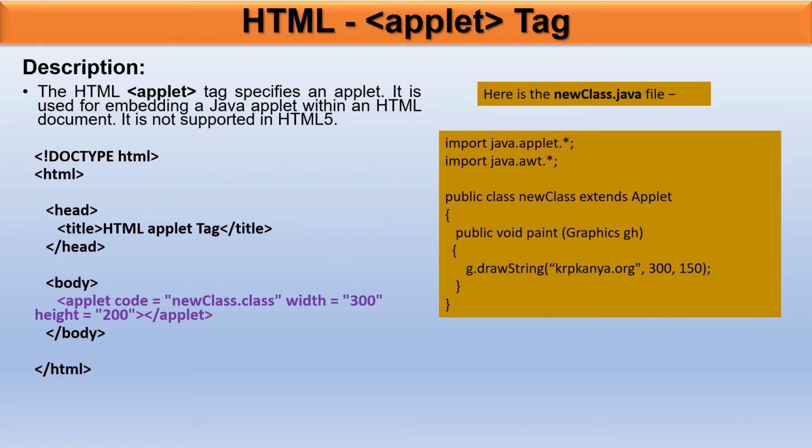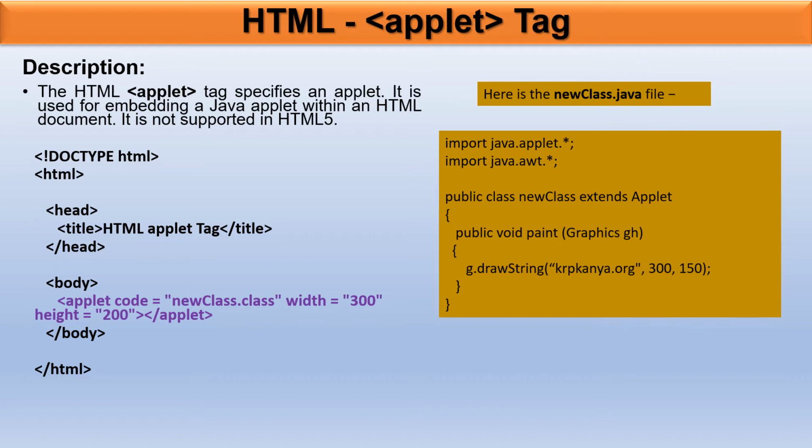Let us see the example of the applet tag which is actually embedded in the HTML. See here in the example at the left hand side of this slide where the HTML document is produced. In that, two sections are there. First is a head section and another is a body section. In the head section there is a title tag, which is given as HTML applet tag, and in the body section the applet code, that is the applet tag, is given.